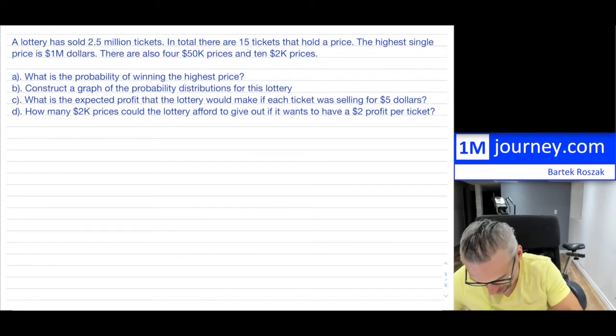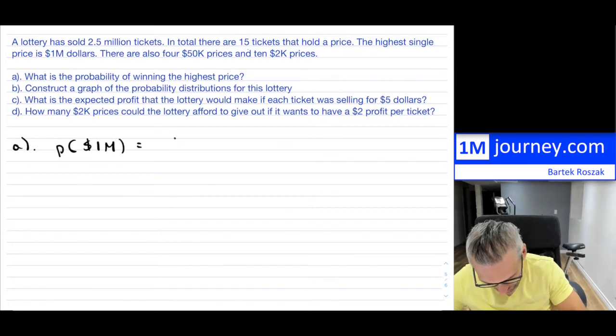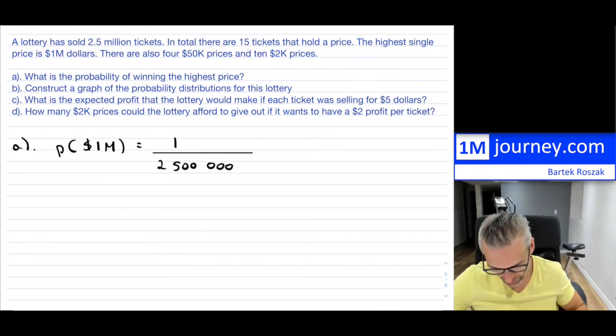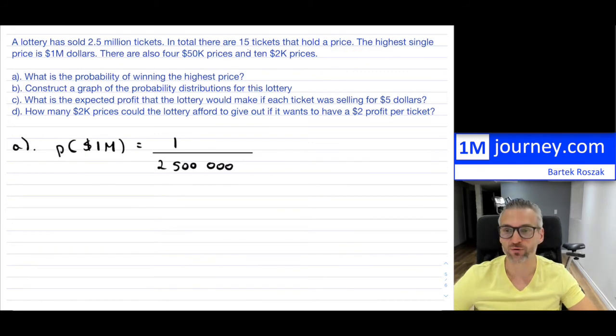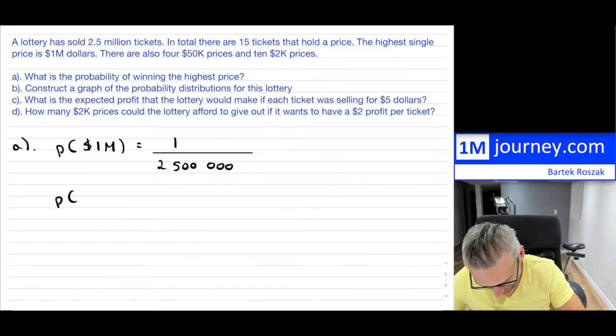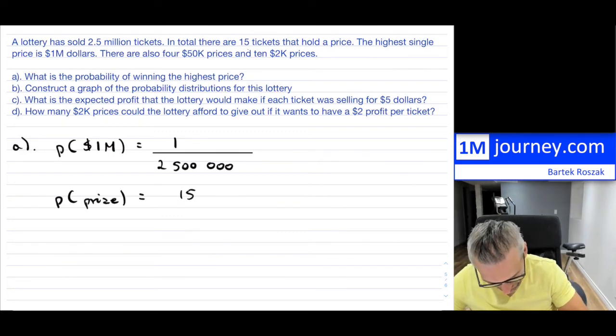That's not hard to answer. The probability of winning 1 million: there's only one single ticket that holds it, so it's tiny. Now, if it asked us what's the probability of winning some prize, then we have 15 of those that actually hold something, so we would have had that.